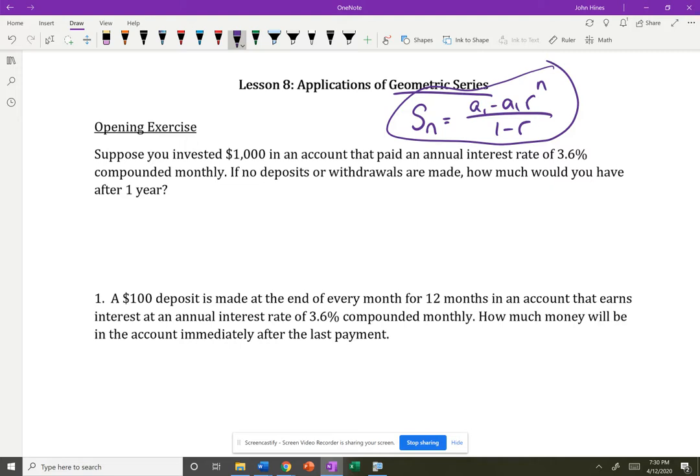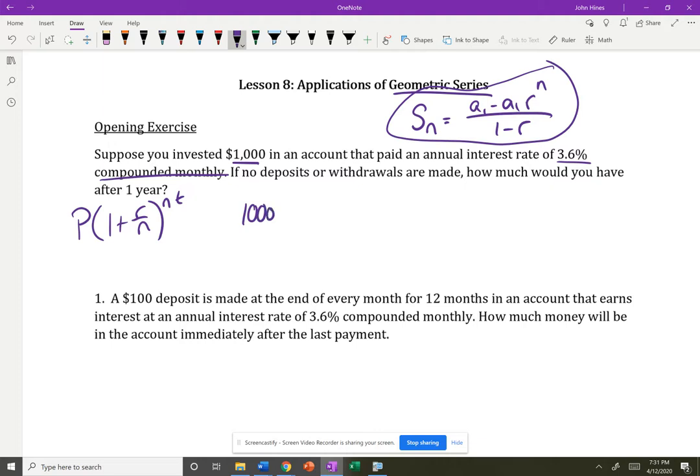But before we get to that, let's take a jump back to exponential functions. Suppose you have $1,000 invested in an account that paid an annual rate of 3.6% compounded monthly. Oh, this is a compounded monthly problem. Hopefully you can think back to January when we came up with that formula, which gives us the amount of money, the amount of total interest earned, and the total amount of money in an account that compounds n times a year. So we just need to plug into this formula.